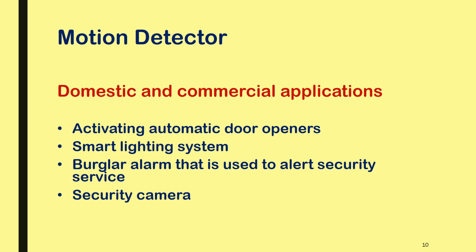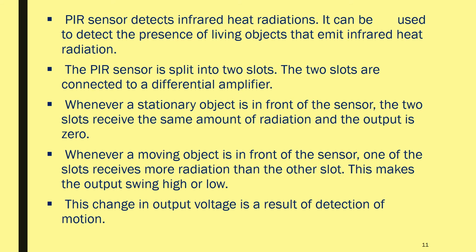Activating automatic door openers, smart lighting systems, a burglar alarm that is used to alert a security service, and security cameras wherever they are placed. If anybody passes by the camera, immediately it will get detected and a decision will be taken. So like that, n number of applications are there as far as motion detectors in general are considered. In the market, there are several types of motion detectors available.